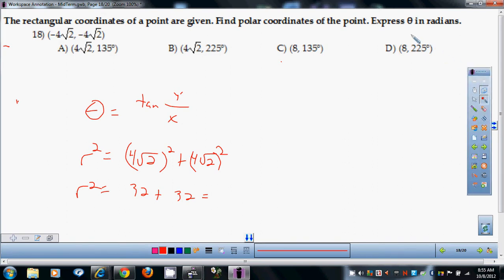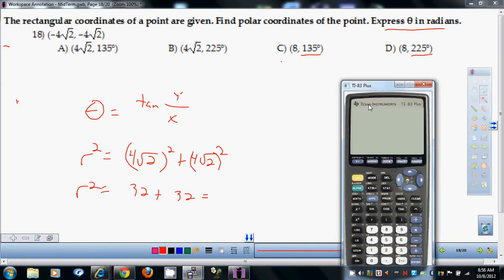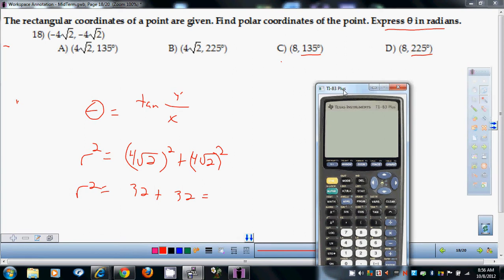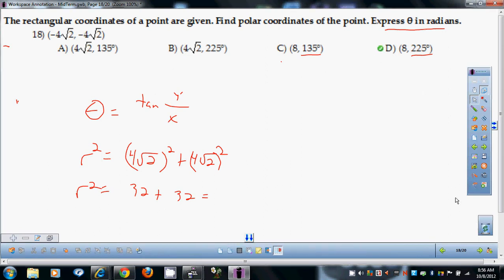Now, it says find it in radians. That's interesting because they didn't do it in radians. Let's do it in degree mode. Actually, we don't even have to do this. Look at the coordinate it gave you. What quadrant is a negative x and negative y in? 3. C or D? Which of those lies in the third quadrant? D. And you don't have to even punch that stuff in. The answer is D because it has the matching radius and it lies in the correct quadrant.